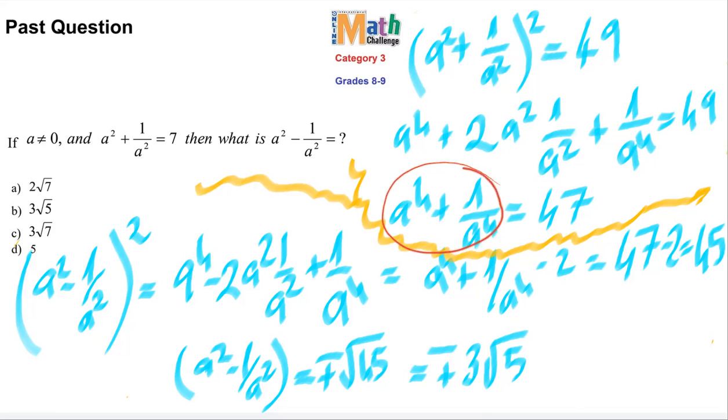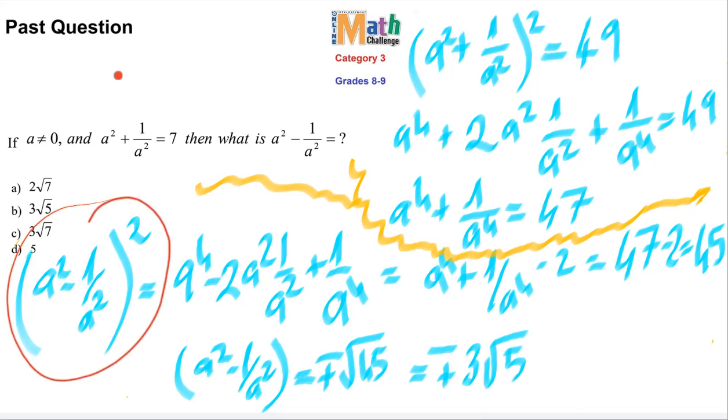But we know that this equals 47. So this is 47 minus 2, 45. So we got the square of this as 45. If we take the square root of both sides, we are going to get 2 solutions, plus minus root 45.